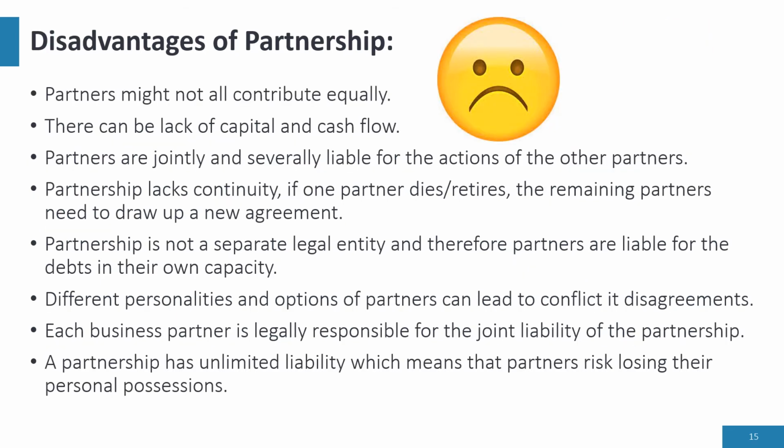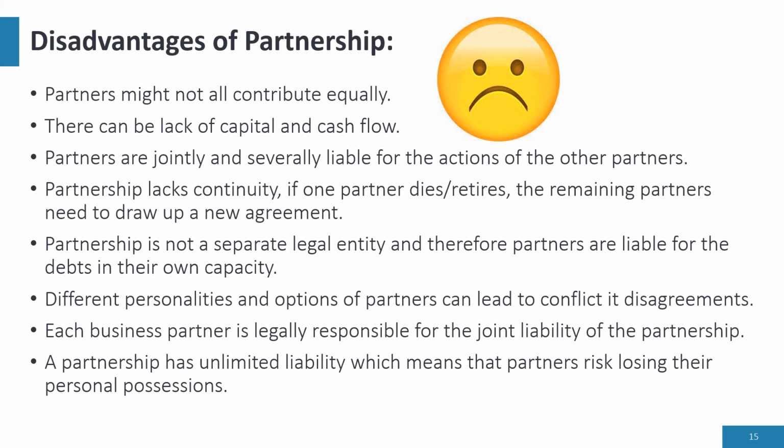But then there's also disadvantages. Partners might not all contribute equally. There can be a lack of capital and cash flow. Partners are jointly liable for the actions of the other partners. So if one partner screws up in the business, all the other partners are also held responsible. Partnership lacks continuity. If one partner dies or retires, the remaining partners need to draw up a new agreement. Partnership is not a separate legal entity and therefore partners are liable for the debts. So it is unlimited liability.